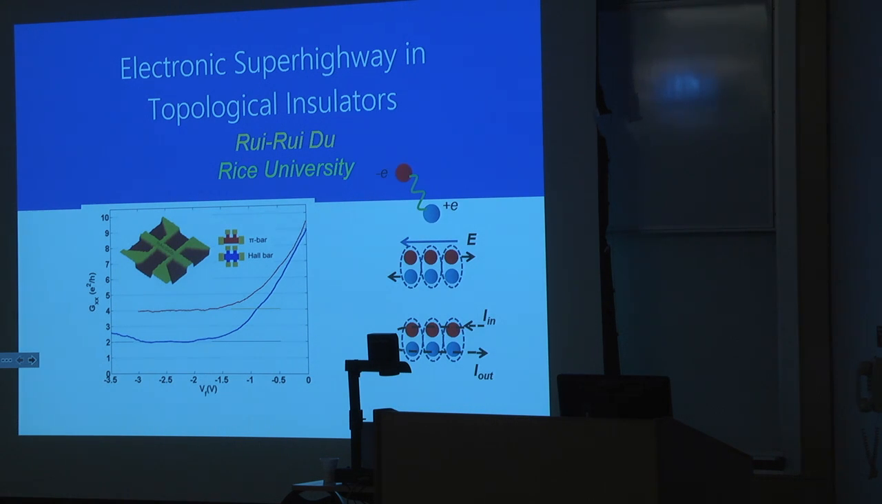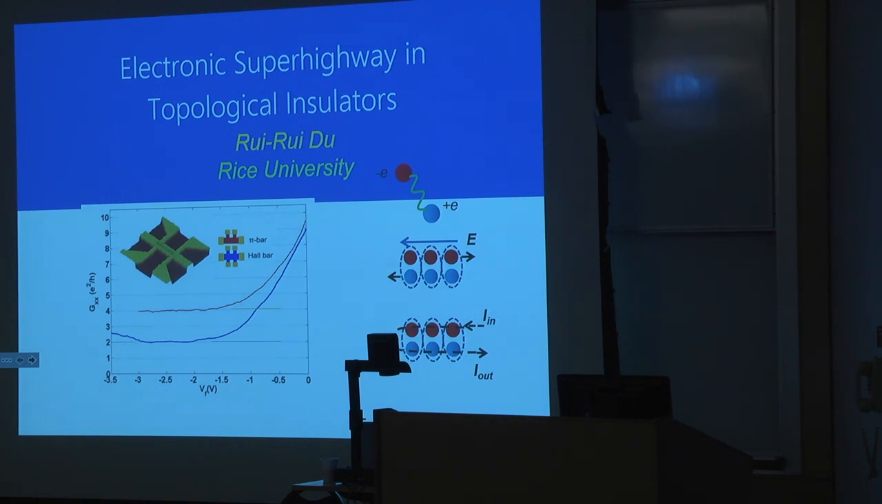So what I'm going to talk about is the so-called electronic superhighway in topological insulators. So what is a superhighway? We know the highway is one-way street: you go this way, and the other goes the back way. So if you arrange for an electron to go such a way, then of course in one dimension you don't have backscattering, therefore you're not supposed to have energy dissipation if everything works out ideally. And also you can send the information without interference from the other effects.